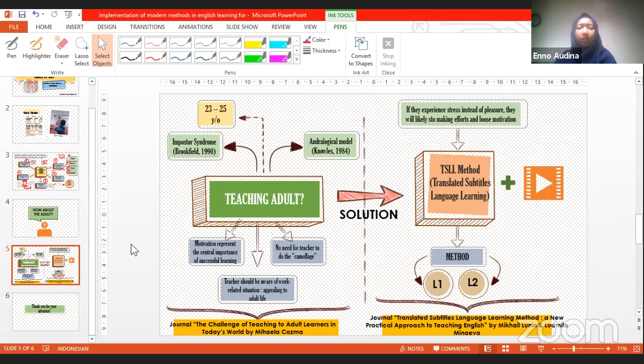The difference is that they are usually older, of course. The range that I take is 23 to 25 years old. And in teaching adults, there are two basic things we should know about them. The first is what is called imposter syndrome.